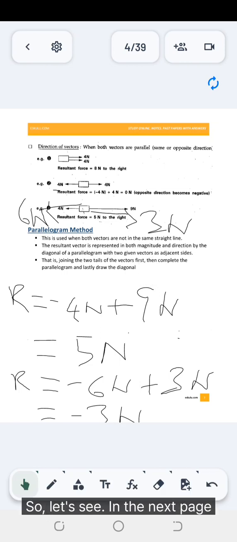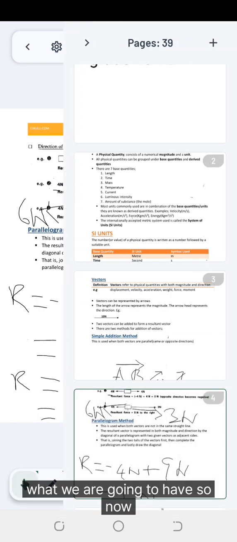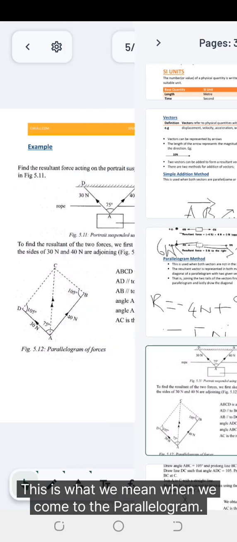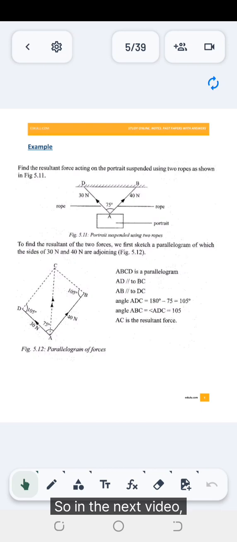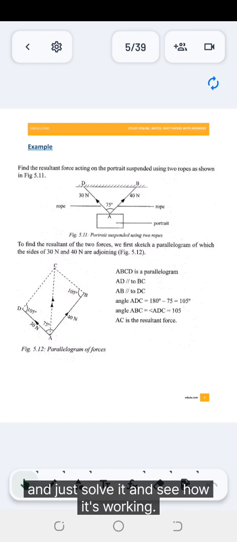Let's see in the next page what we are going to have. This is what we mean when we come to the parallelogram. In the next video, we'll start with this example, then just solve it and see how it works.